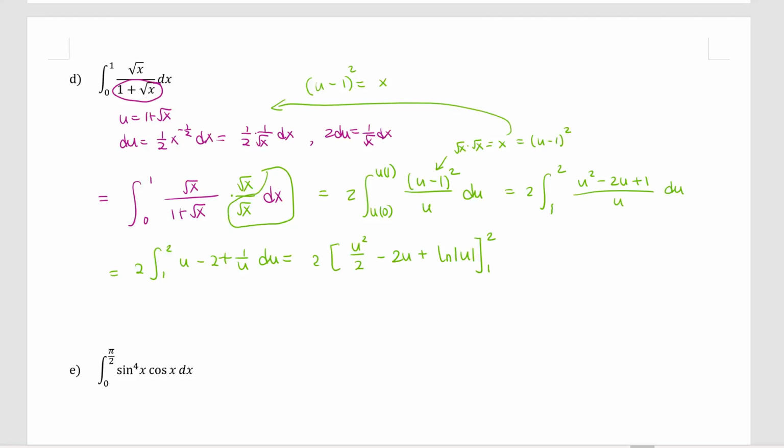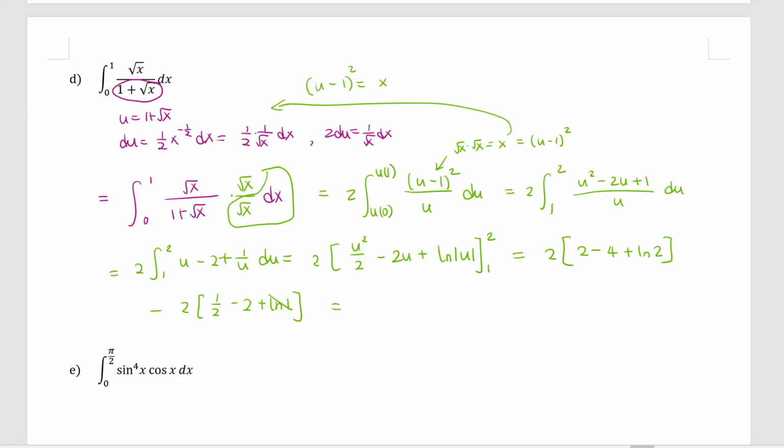Okay, let's see what happened. So we plug in 2. Well, we have 2 squared over 2, which is 2, 2 times 2, 4, ln of 2, right? And then we plug in 1: 1 over 2 minus 2, and ln of 1. By the way, ln of 1 is 0, so this guy is gone.